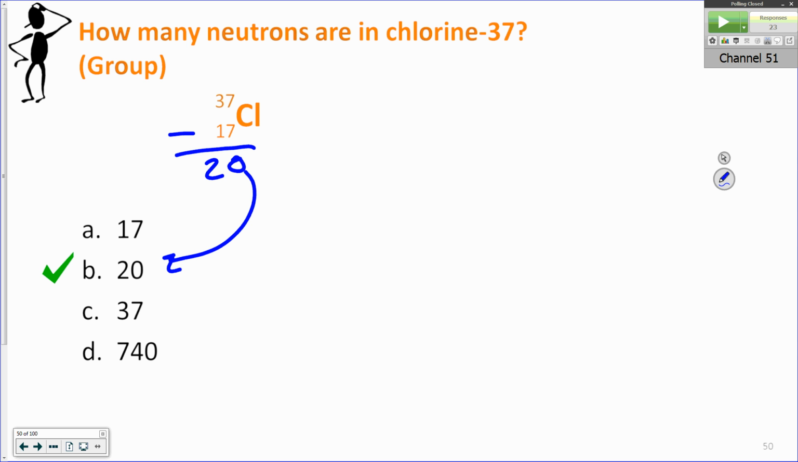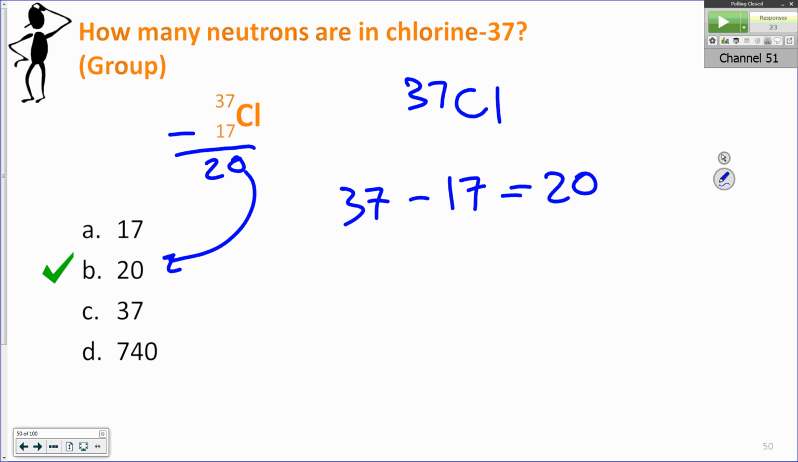But if I were to see element 37, the only thing I'm going to do is take the mass number less the atomic number. So I'd go find the atomic number for chlorine in the periodic table. I find the 17 above the Cl, subtract it, and I get the 20 neutrons in there. Okay?